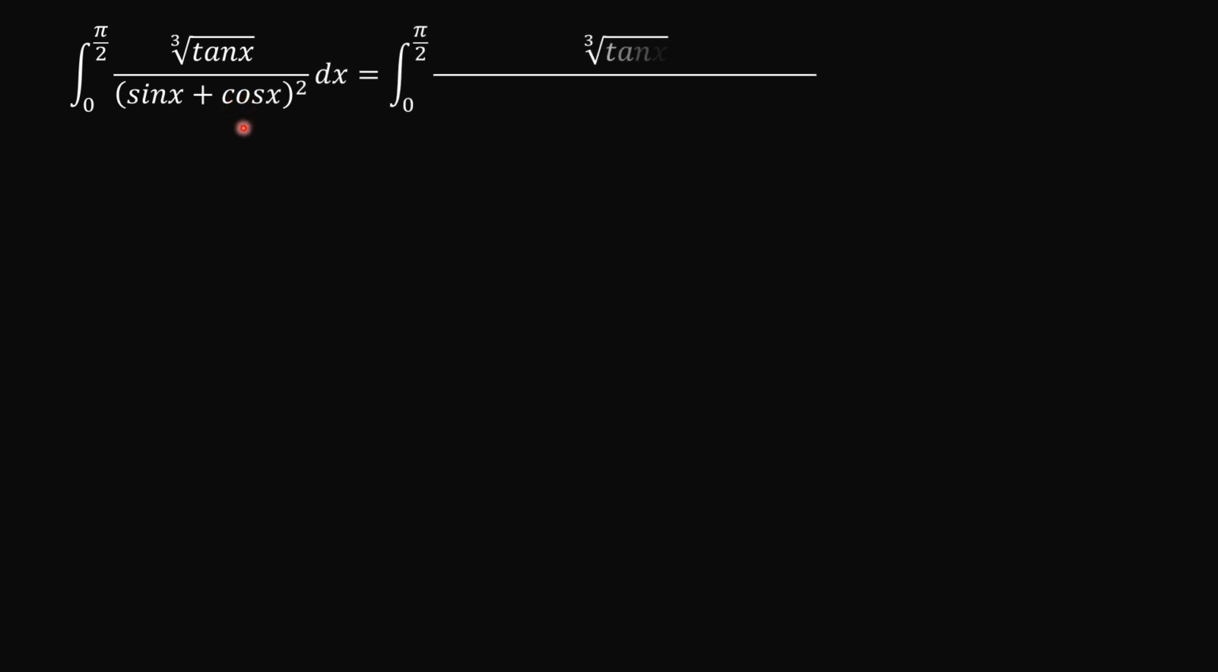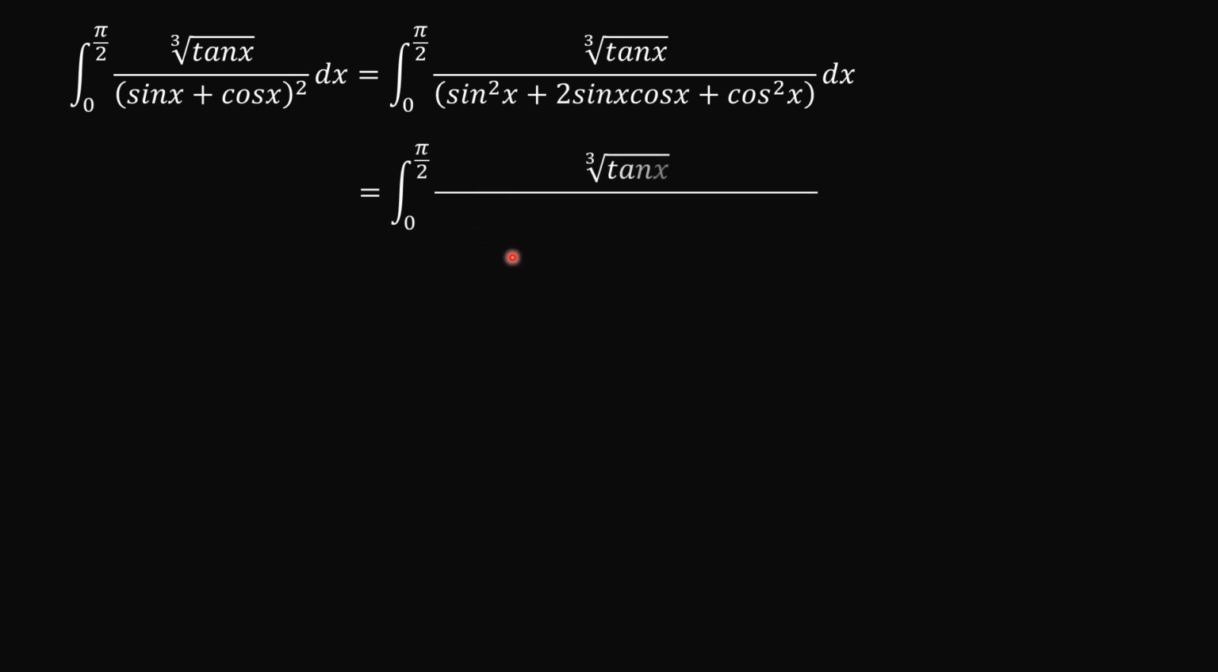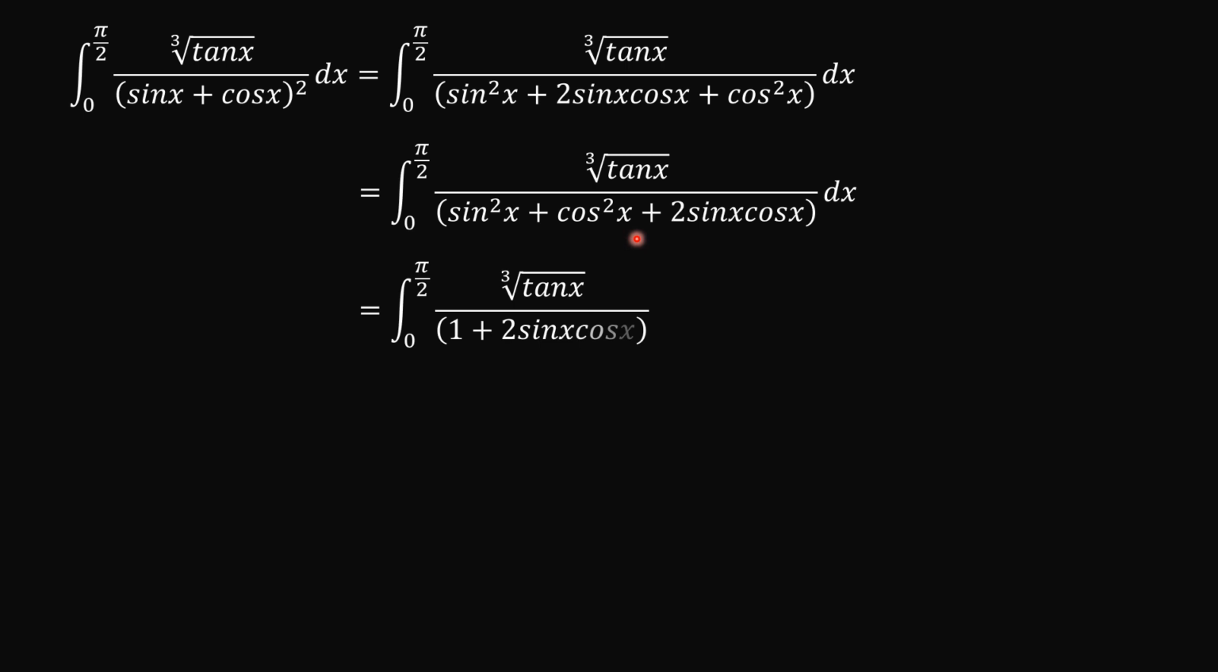The cube root tan x over sine x plus cosine x squared equals, by expanding the denominator, cube root tan x over sine squared x plus 2 sine x cosine x plus cos squared x. Then bringing the sine squared x and cos squared x together, we know the identity of sine squared x plus cosine squared x being equal to 1. The integral now gets simplified further to cube root tan x over 1 plus 2 sine x cos x.